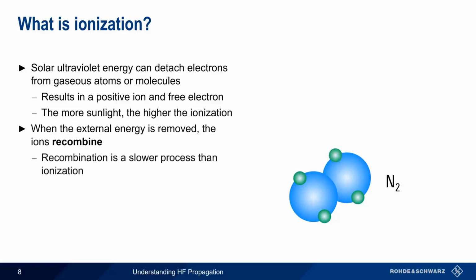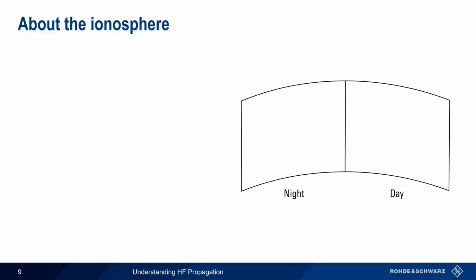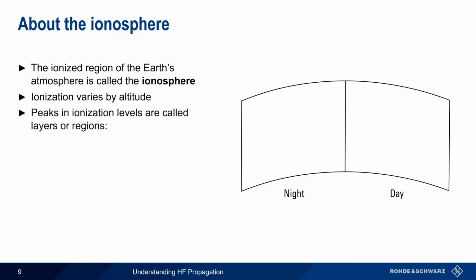Note that recombination is a slower process than ionization. Atmospheric ionization increases rapidly at dawn, but decreases less rapidly after dark. As mentioned earlier, the region of the Earth's atmosphere that undergoes this ionization is collectively called the ionosphere. The level or density of ionization in the ionosphere is different at different altitudes, and areas with ionization peaks are often grouped into so-called layers or regions.